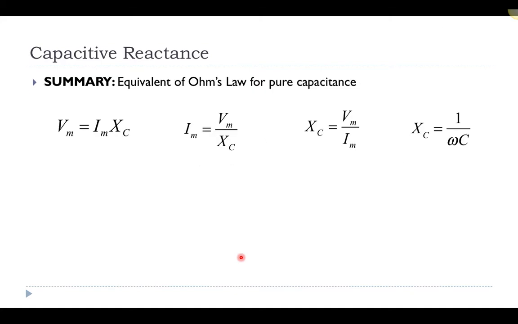So we could summarize this in terms of a purely capacitive circuit. If we only have a capacitor in the circuit, we could use the equivalent of Ohm's law to figure out that capacitive reactance. Or more specifically, we could figure out the maximum voltage in that sinusoidal varying voltage supply by taking the maximum current times the capacitive reactance. Or we could rearrange that like we would for Ohm's law, take the voltage over the reactance and get the current, and so on.